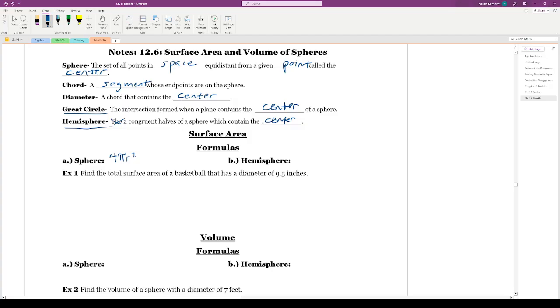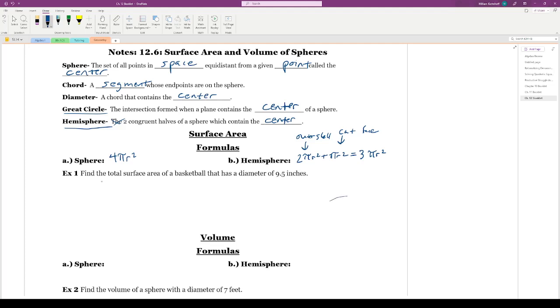So that means our hemisphere is going to be 2 pi r squared plus another pi r squared for that cut face. So this is the outer shell, and this is the cut face. Together, we end up with 3 pi r squared. It's kind of counterintuitive, because you think it's just half of a sphere, but we have to account for that extra face in the middle. So when we split a sphere into two hemispheres, we're actually creating extra surface area by doing that.